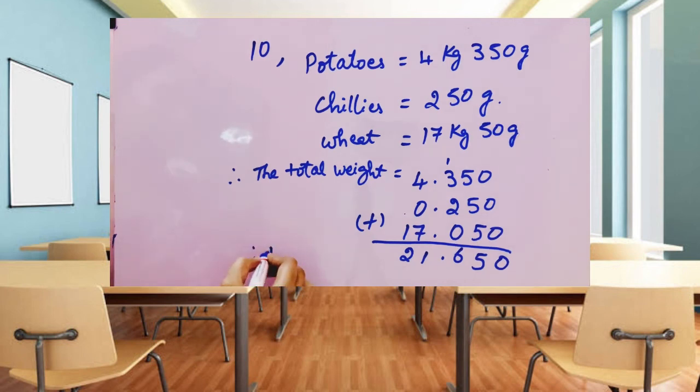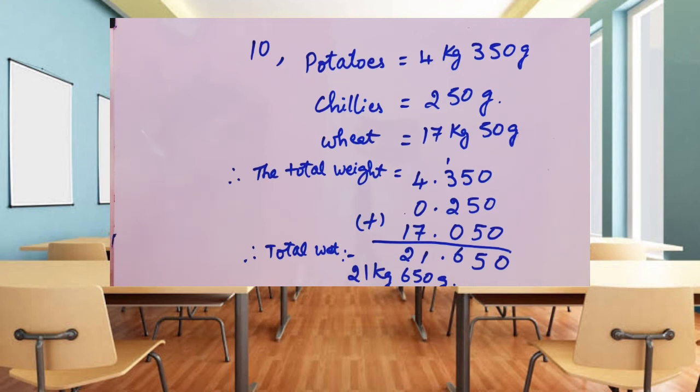Therefore, total weight is 21 kilogram 650 grams. Totally, we have bought 21 kilogram and 650 gram of vegetables. Okay. Now we have completed the recap exercises of the 4th chapter, decimal. We will see the remaining 4.1 sums. We will start with the 4.1 sum in the next video. Thank you. Bye bye.